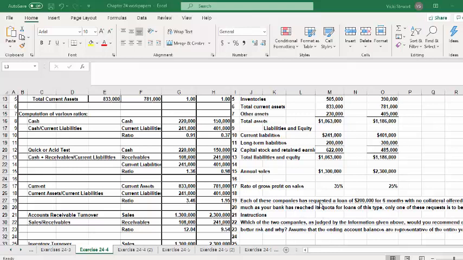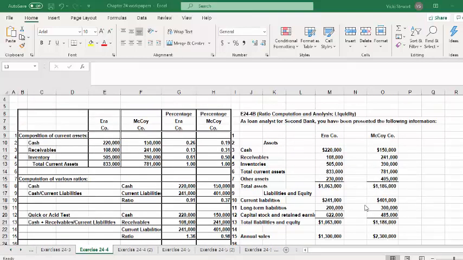Each of these companies has requested a loan of $200,000 for 6 months with no collateral offered. Inasmuch as your bank has reached its quota for loans of this type, only one of these requests is to be granted. In the instructions it states that which of these two companies, as judged by the information given above, would you recommend as the better risk and why? And assume that the ending account balances are representative of the entire year.